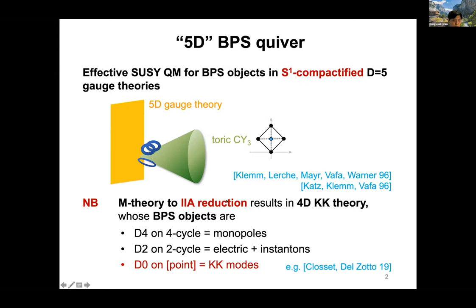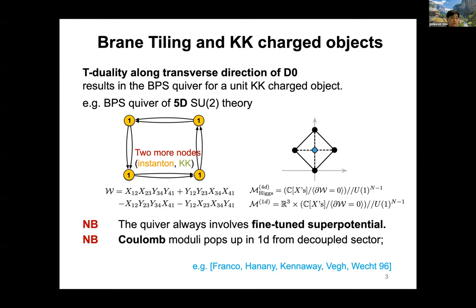There, we always have D0 branes and corresponding states which carry KK modes along the S1 we introduced before. And because of those states, it is quite easy to draw the BPS quiver of 5D gauge theory. And this was possible due to brane tiling, because the D0 brane states are T-dual to D3 branes probing the Calabi-Yau 3-fold we used to engineer 5D gauge theory. So because of T-duality, the brane tiling setup and the D0 brane sector are identical. And thanks to that fact, we can easily draw the BPS quiver for D0 or color KK modes. And from the tiling sector, we can learn that its quiver always involves a fine-tuned superpotential and Coulomb moduli pop up in addition to the Calabi-Yau 3-fold we need to engineer the 5D gauge theory.